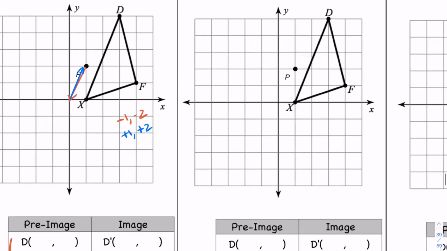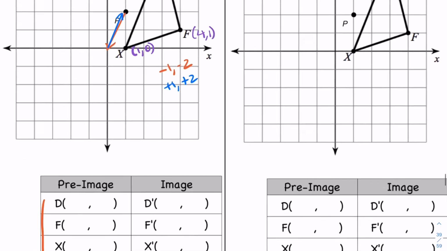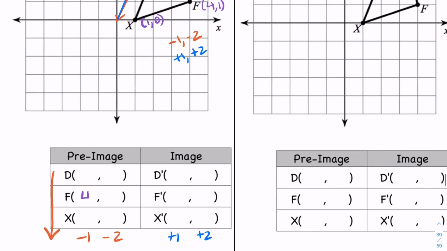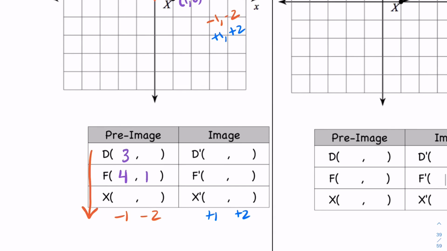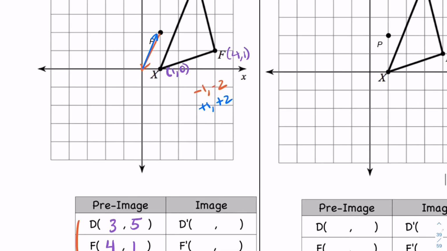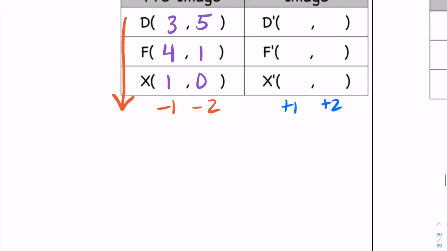What is D? D is 3, 5. X is 1, 0. And F is 4, 1. So F is 4, 1. D is 3, 5. X is 1, 0. And now you perform those operations.